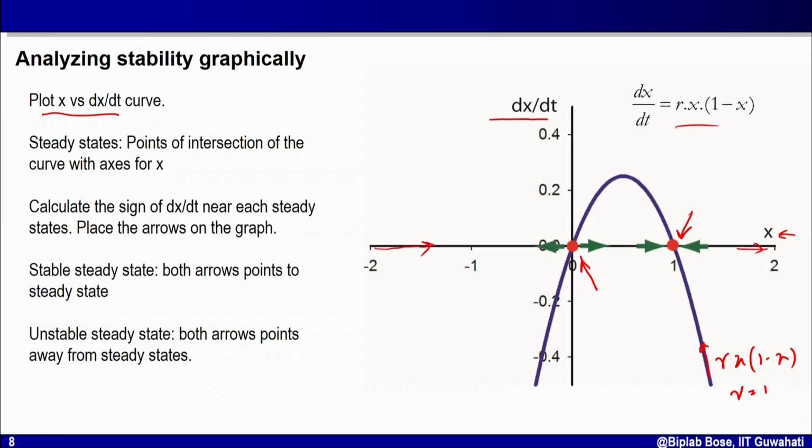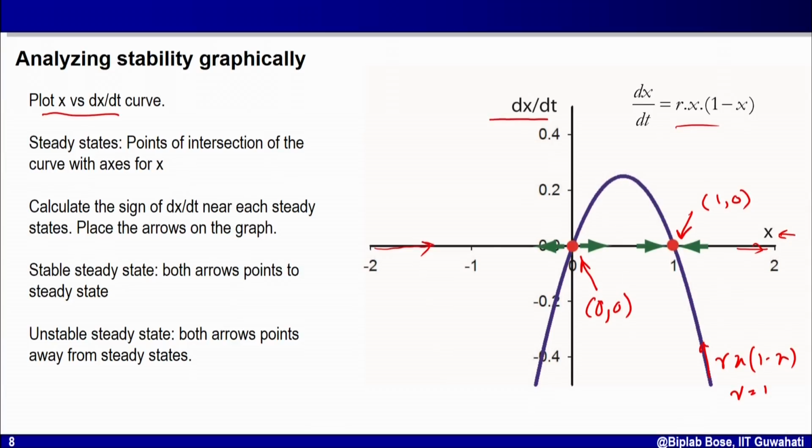And you can see easily this first intersection point is nothing but 1, 0. 1 is the value of x and 0 is the value of dx dt. The other intersection point is at 0, 0. When x equal to 0, dx dt is also 0. So just looking at this graph, I can identify the number of intersection points where the curve representing the ODE is intersecting the axis for x, and those are my steady states.